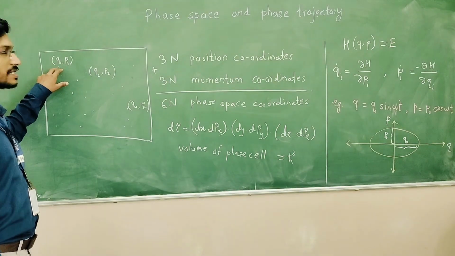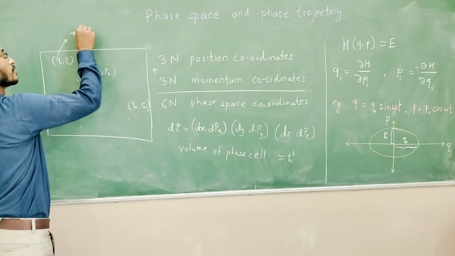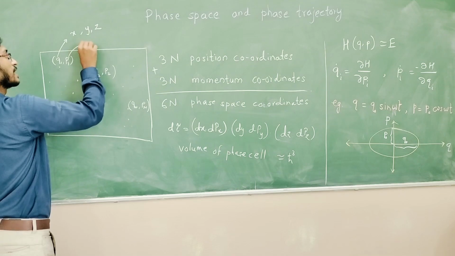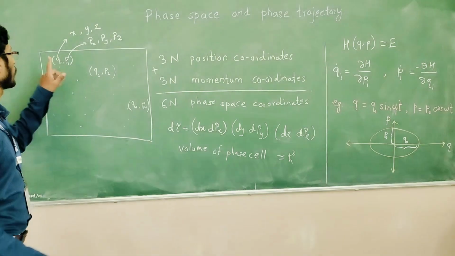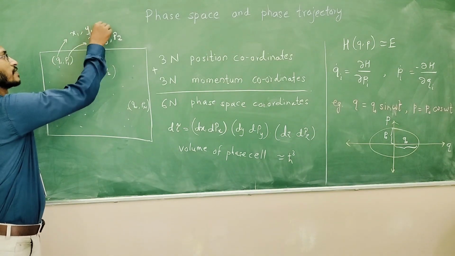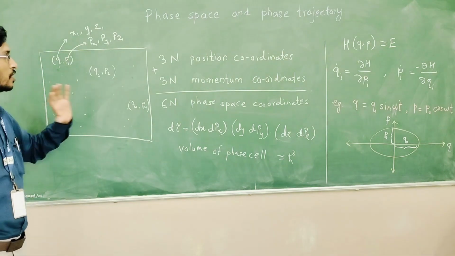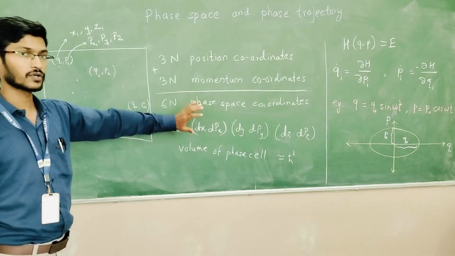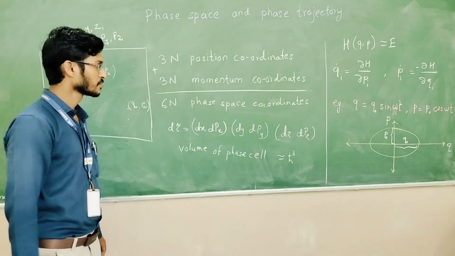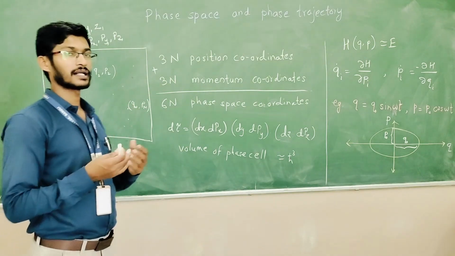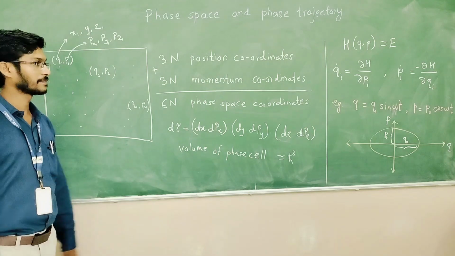For example, this is one particle or molecule. Q consists of x, y and z, and P consists of px, py and pz, and so on. So for the first particle we can write x1, y1, z1, px1, py1, pz1, and up to the nth particle. In total we have 6n different coordinates, 3n position coordinates and 3n momentum coordinates, and all these coordinates are contained in the phase space. So this is a 6n-dimensional phase space we are working in.